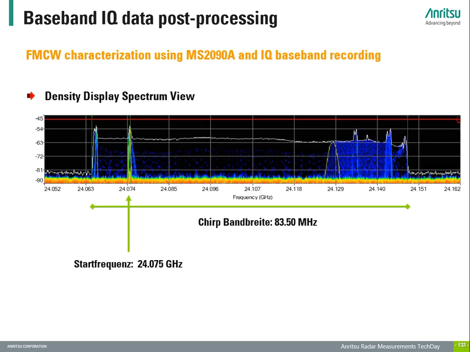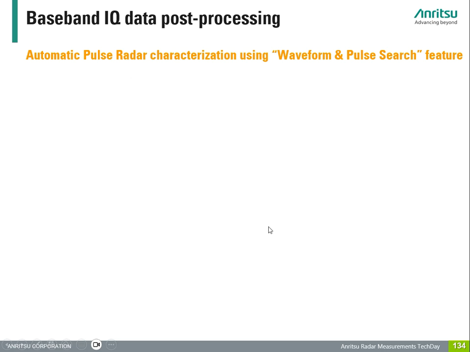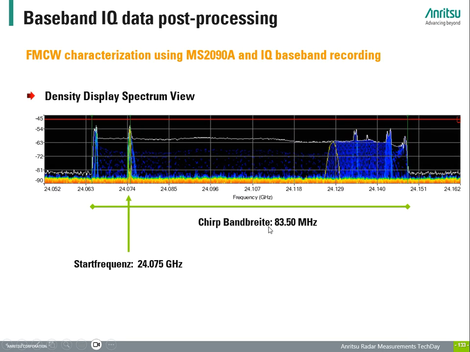A closer look into the RTSA overlay spectrum reveals the sweep start of 24.075 GHz and an effective sweep bandwidth of 83.5 MHz. You can also identify the two different chirp settings, visible by the four dominant spectrum occurrences that you see here and here.